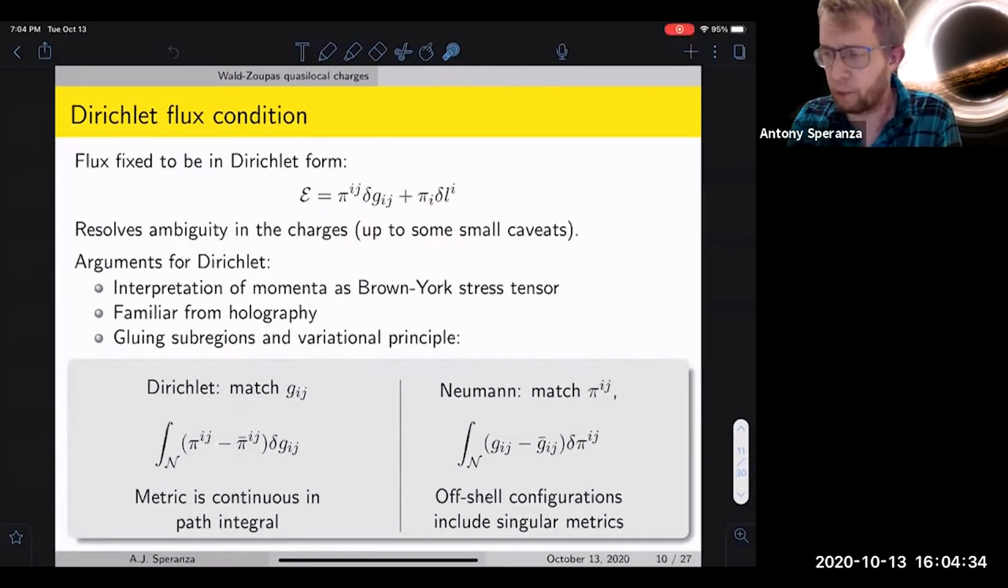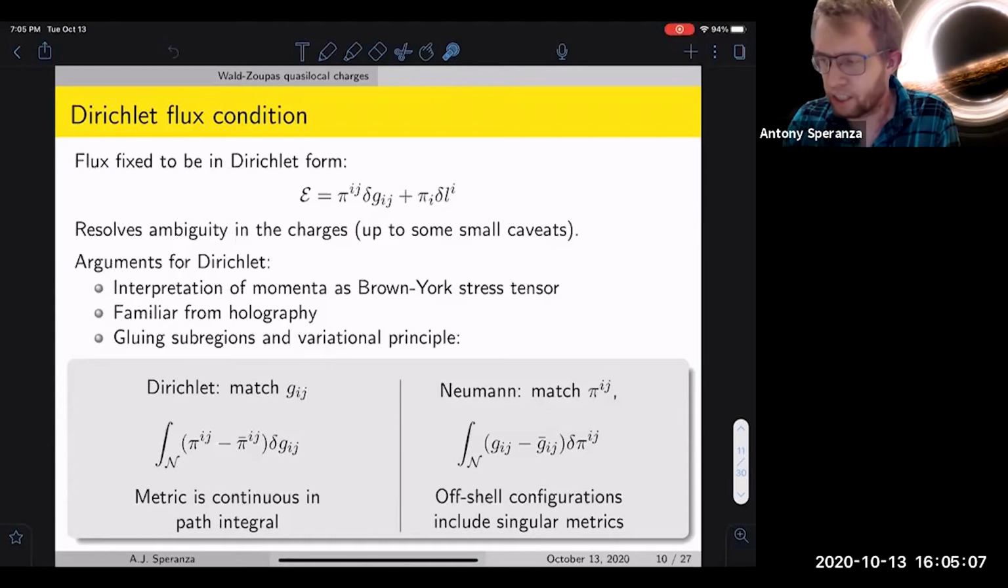So just to give some arguments for Dirichlet, this is what you do in the Brown-York construction for quasi-local charges. And it gives these conjugate momenta the interpretation of a Brown-York stress tensor. By the way, I've written this in terms of this variation of this null vector as well, because this is the form it would take on a null surface. On a time-like surface, you just have this first term. So we'll see explicitly what these are later.